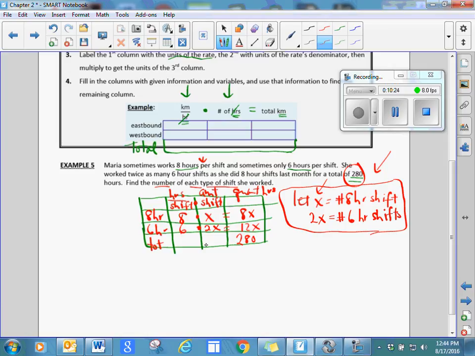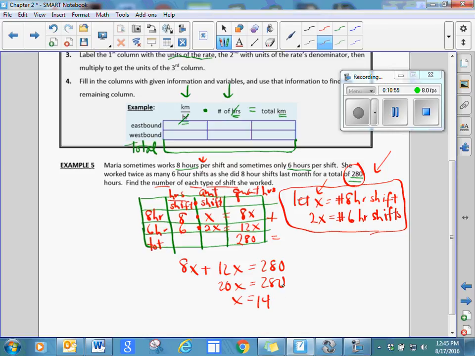Now we've got our chart filled in and we're ready to write an equation that we can solve. And it's pretty simple because we just said it. This plus this equals this. So the number of hours in the 8-hour shifts plus the number of hours in the 6-hour shifts has got to total 280 total hours. So when we go ahead and combine our like terms and solve this, we get x is equal to 14.